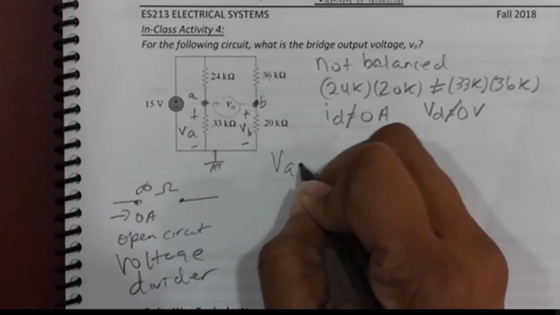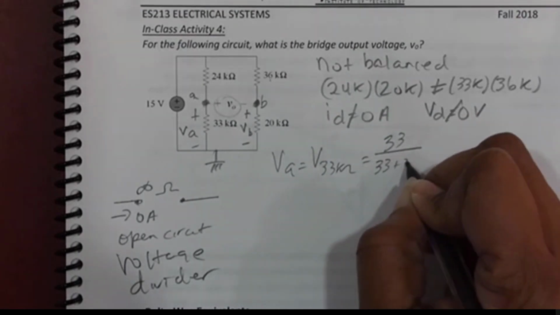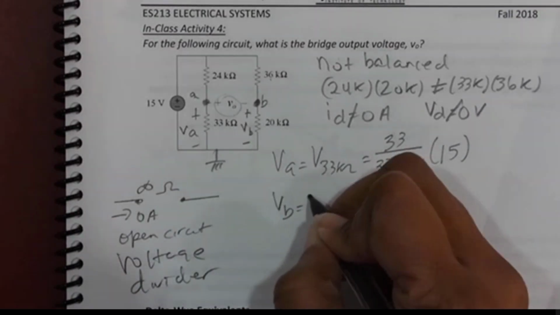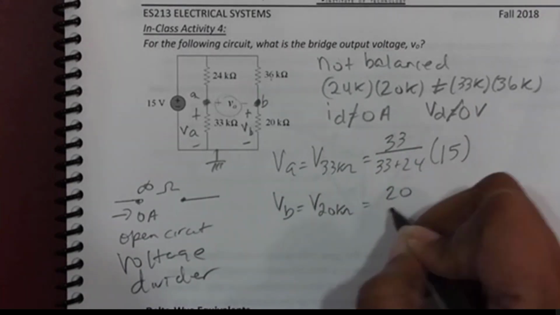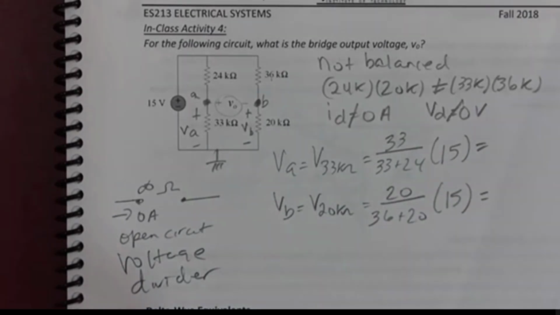So that means that VA is the voltage across the 33 kilo ohm resistor. So that's 33 over 33 plus 24 times 15. VB is the voltage across the 20 kilo ohm resistor. So that's 20 over 36 plus 20 times 15. So let's talk about the common mistakes students make when they do this problem. If I tell them to find VA, they don't know if the 24 or the 33 should be in the numerator. If I ask them to find VB, they don't know if the 36 or the 20 should be in the numerator. Ryan. Aren't those two resistors in parallel?